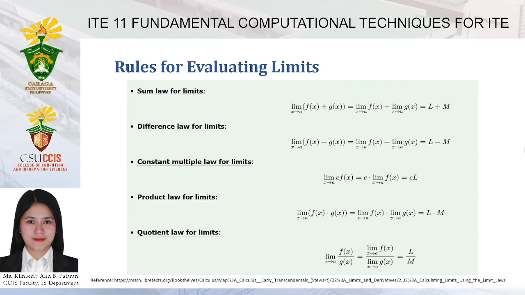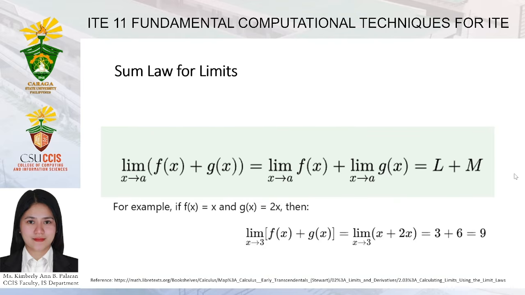So now that we understand what a limit is and how it tells us the value a function approaches, let's make the process of finding limits easier. Instead of substituting values every time, we can use a set of shortcut formulas known as the rules for evaluating limits. These rules allow us to simplify complex functions into smaller, manageable parts by adding, subtracting, multiplying, or dividing their limits. So let's go through one by one and see how they make our calculations faster and more accurate. Let's start with the sum law for limits.